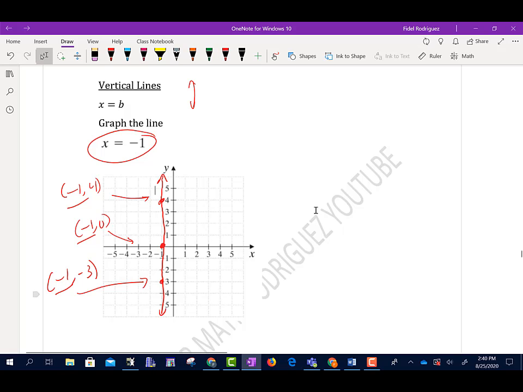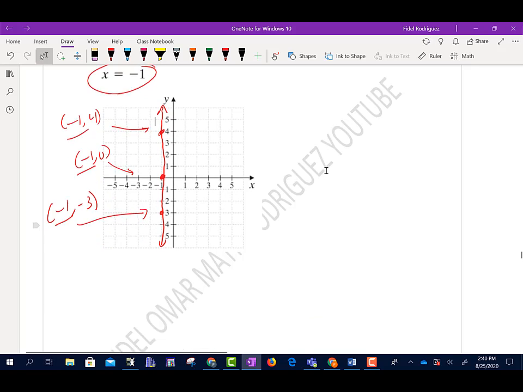Because all it told me was x equals negative 1. It didn't tell me anything about the y. That's why I knew I could move up or I could move down, because it didn't tell me that I couldn't, right?